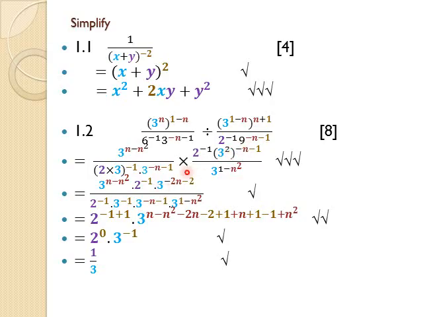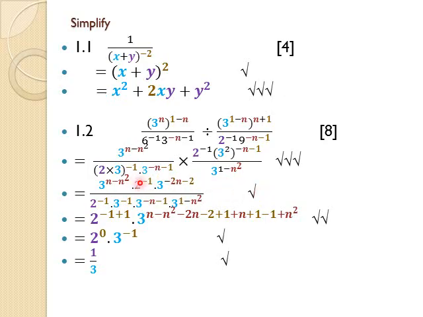There 2 times negative n gives me negative 2n. 2 times negative 1, negative 2. The bottom, remember there's the invisible 1 on 2. So 1 times negative 1, 2 to the negative 1. 1 times negative 1, 3 to the negative 1, times 3 to the negative n minus 1, times 3 to the power 1 minus n squared. Right, now multiply it out, 1 mark for correctly doing it.